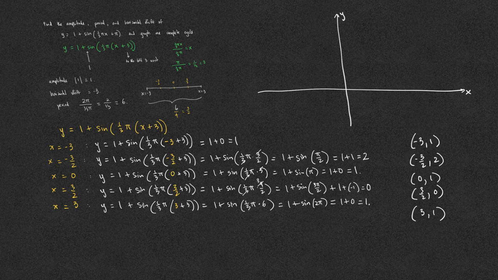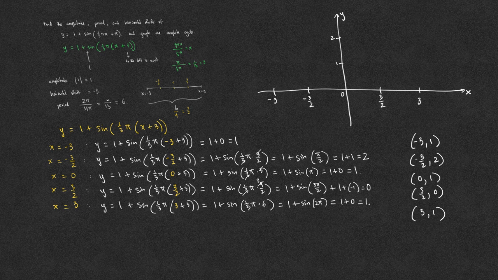The trick is to divide the period starting at the horizontal shift into 4 equal pieces. And so we start at x equals negative 3, and then the increment is 3 halves, so the next x is negative 3 over 2, another 3 halves is 0, and then 0 plus 3 halves is 3 halves, another 3 halves is 3. When x equals negative 3, y is 1.